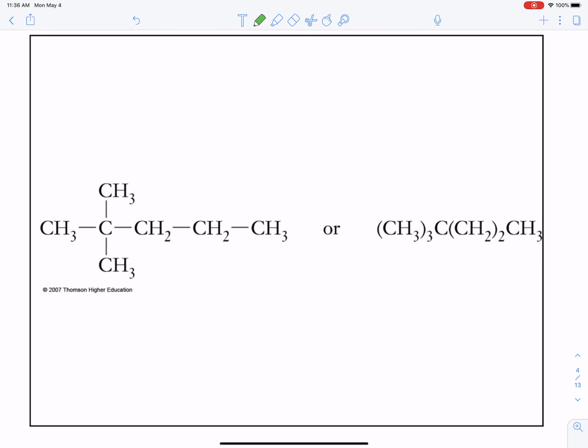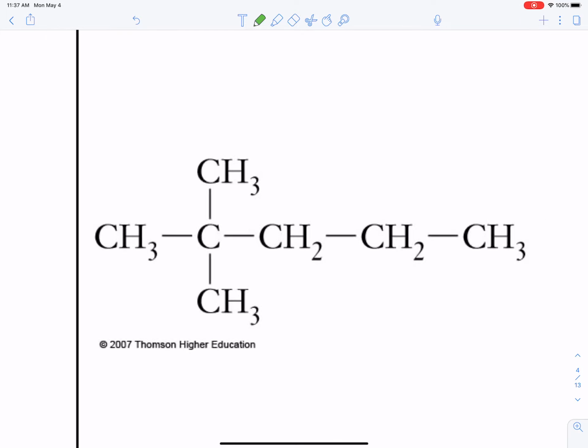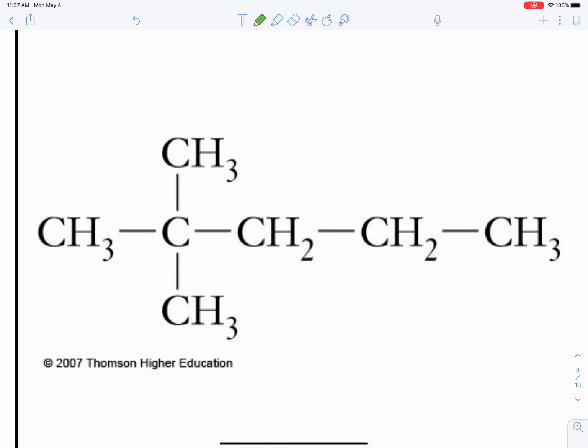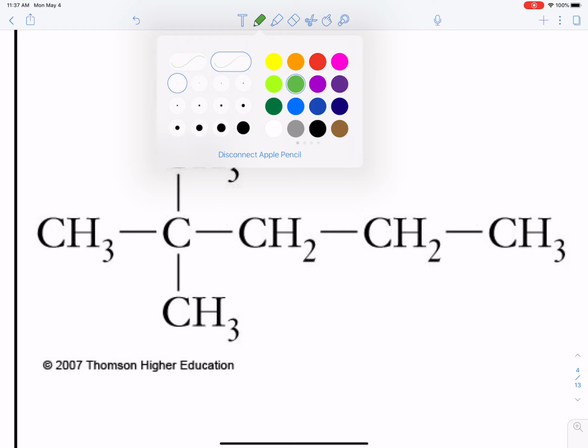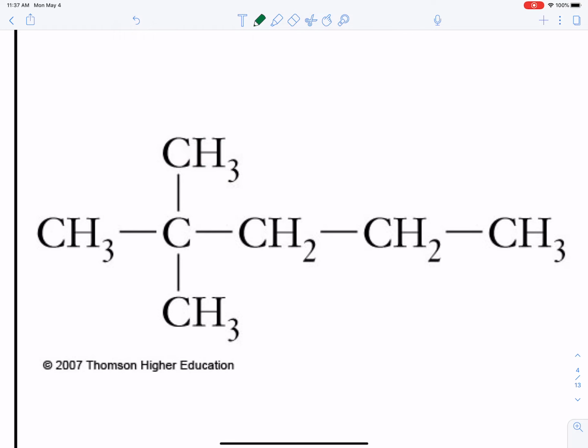Let's see if we can name these. This is a little different. Notice that we have the supercondensed form over here, and we have the Lewis dot. Well, it's kind of a Lewis structure, but kind of not. It's a semi-condensed on the left-hand side. So we're going to work from the left-hand side, okay? We're going to be simple like that. So how is this going to work?